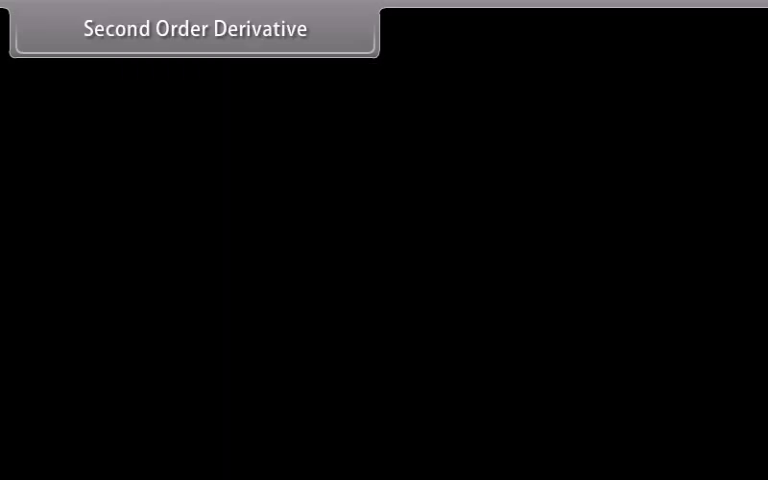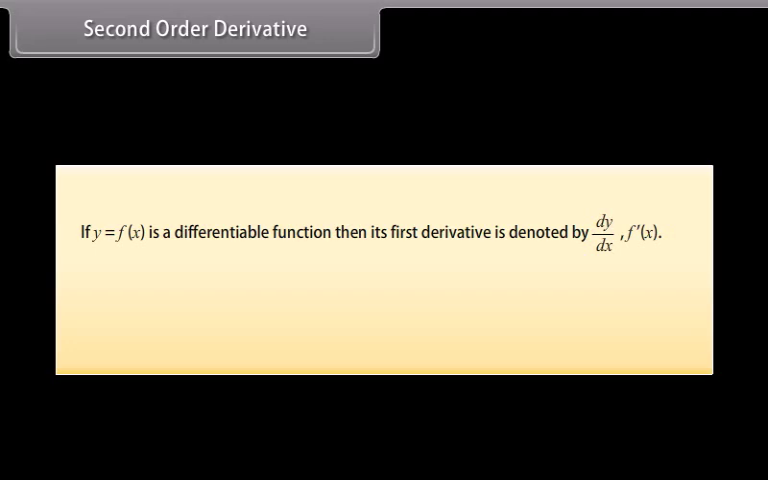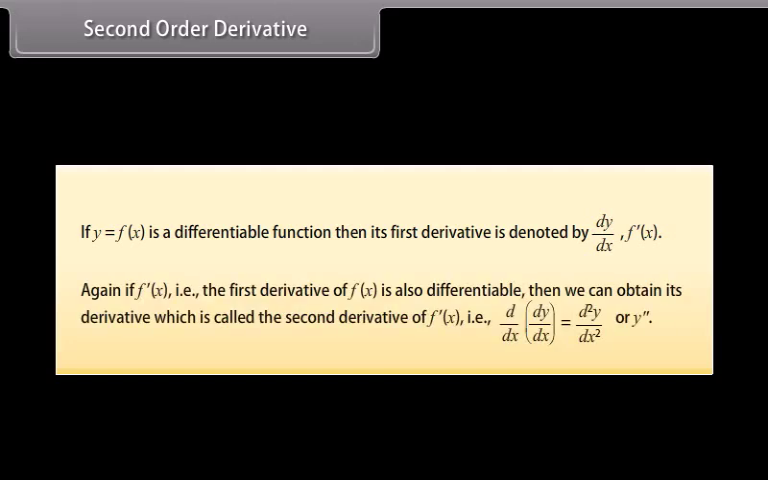Second order derivative. If y is equal to f of x is a differentiable function, then its first derivative is denoted by dy by dx, f dash x. Again, if f dash x, that is, the first derivative of f of x is also differentiable, then we can obtain its derivative, which is called the second derivative of f dash x, that is, d by dx of dy by dx is equal to d2y by dx square or y double dash.